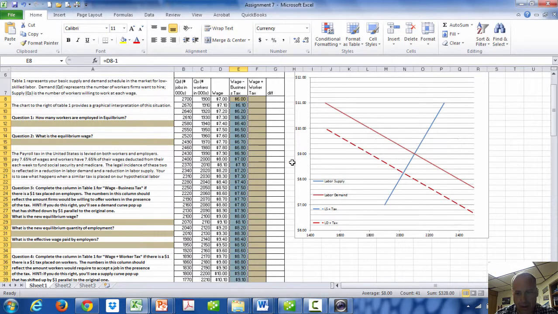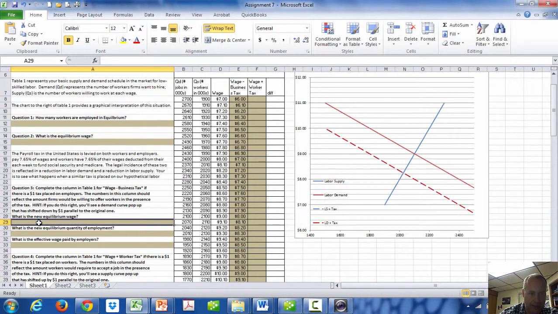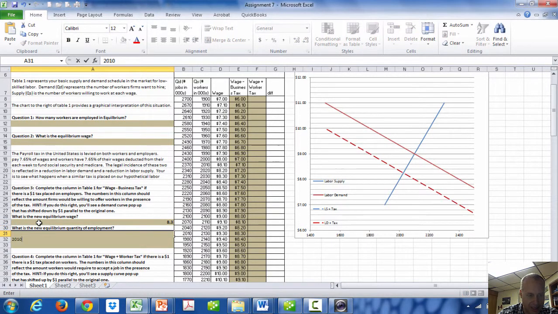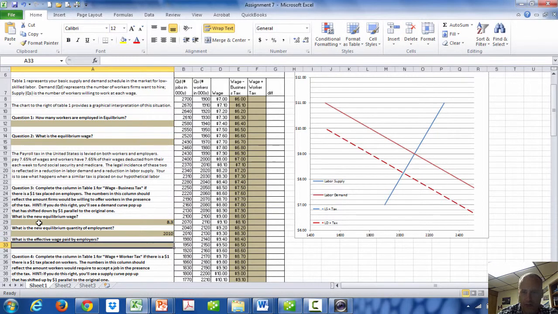The solid line represents what employers actually have to pay once you include the dollar that they have to pay in taxes. All right, so then the next question says, what is the new equilibrium wage? The new equilibrium wage, we'll scroll our mouse over the dot, and you can see that this occurs at about 2,010 workers and a wage of $8.30 per hour. So I'll go ahead and enter that in there. That was $8.30 an hour, and the new equilibrium quantity of employment is 2,010 workers, and the effective wage paid by employers is $9.30 an hour. Remember, because they have to pay the extra $1 in tax.